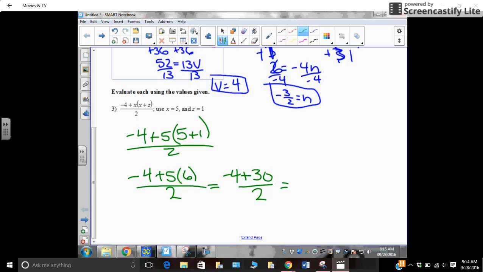over 2, or 26 over 2, which gives you 13.